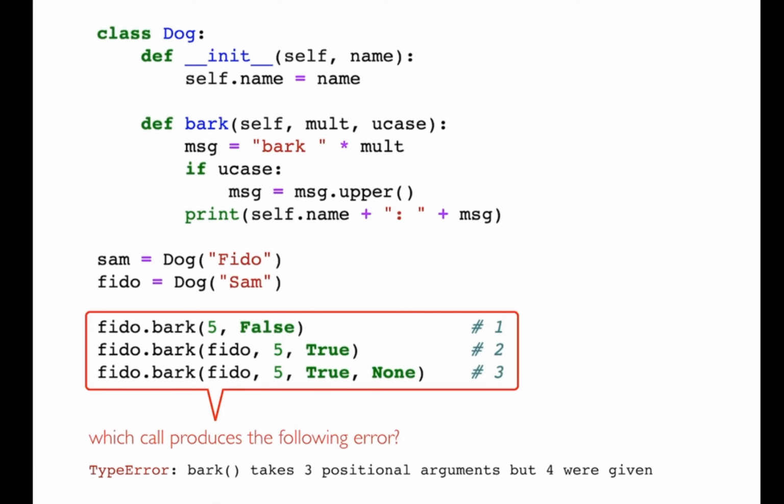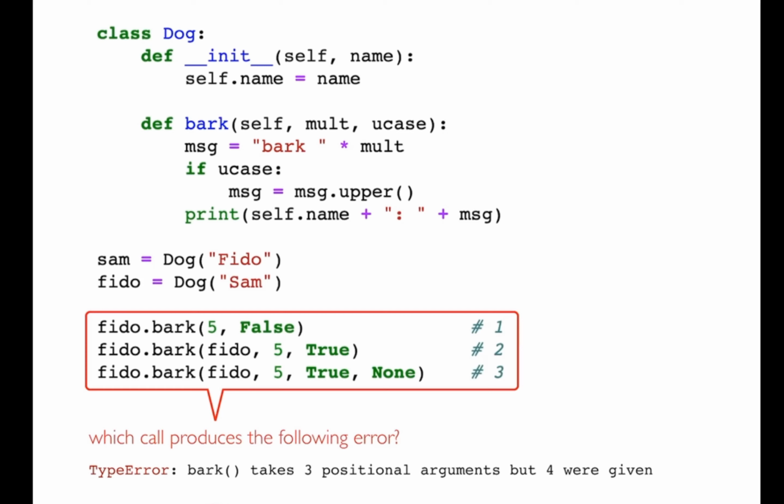Down here I have three different ways that I could call the bark method with a varying number of arguments passed in. The question is, if I get this type error, "takes three positional arguments but four were given," which of these three was causing that? I'll give you a moment to think about it, and then I'll walk you through it.